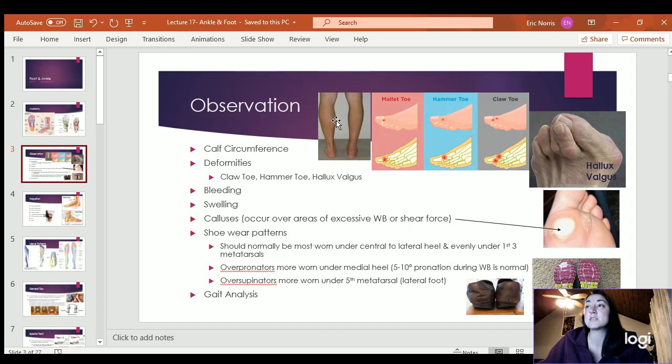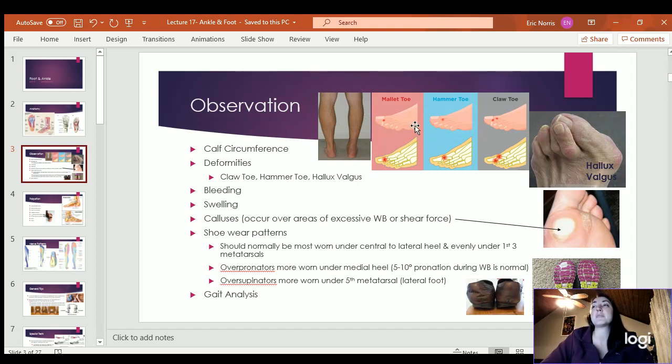During observation, you want to compare the calf size on each side. You can even take a circumference measurement. You want to look for any deformities. So here are some of the most common deformities. Remember, there is a distal interphalangeal and a proximal interphalangeal joint in the toe, even though they're small. So mallet toe just affects the distal, hammer toe just affects the proximal, and claw toe affects both. So they look a little bit different depending on that.